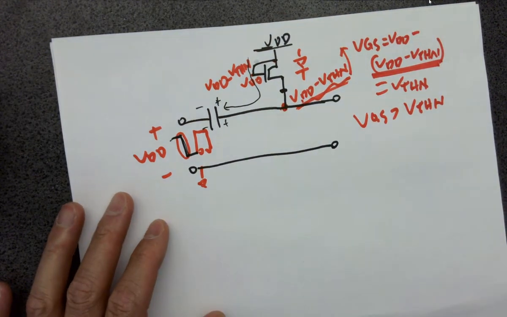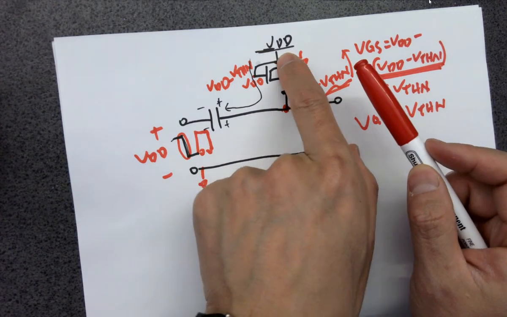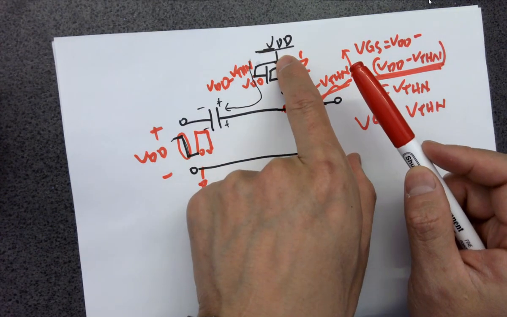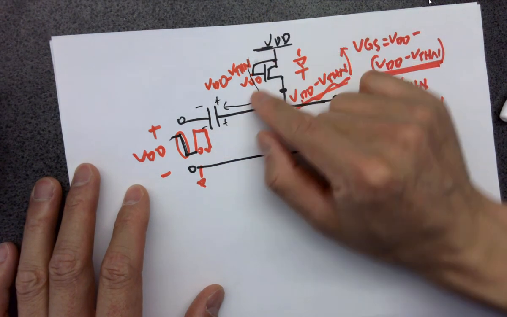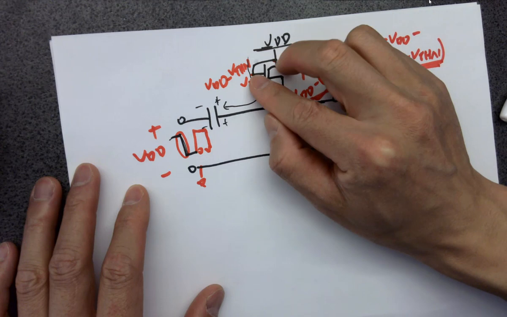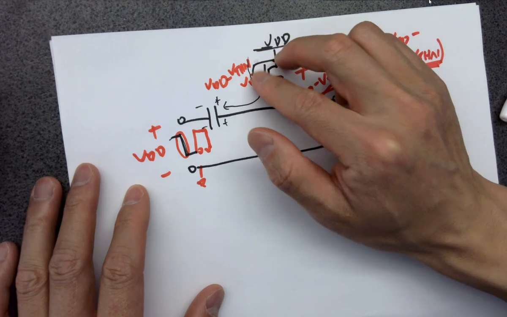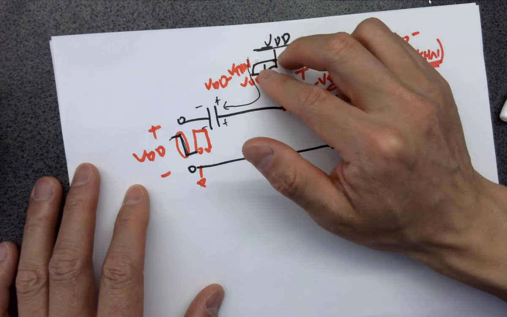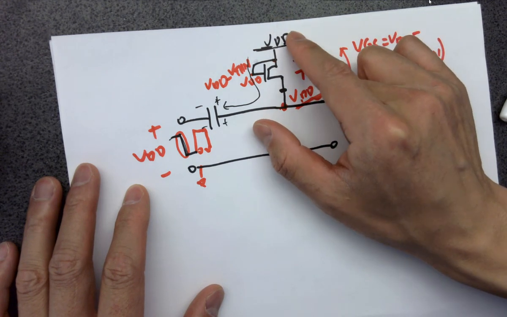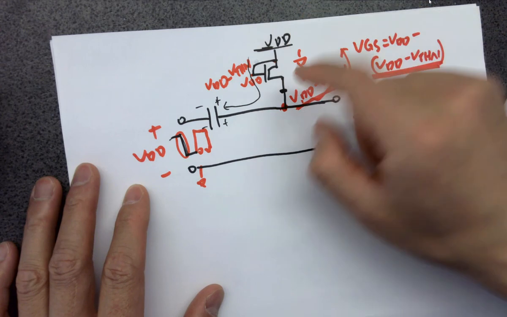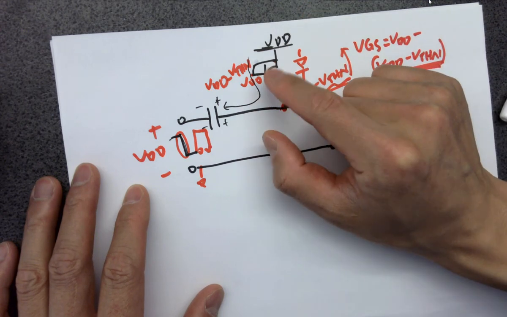Because VGS is what? If you are treating this as the S, so VGS is what? VGS is 0 because VG and VS are shorted. So there's no VGS. Okay, so 0 VGS. There's no way you can flow current from bottom to top. That's why it's called a diode connection. You can do a diode connection for your NMOS because of that.